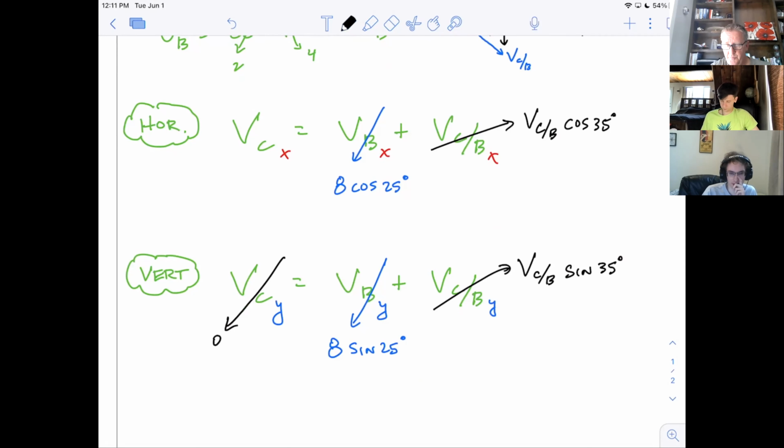So let's see, if I punch buttons, I subtract 8 times the sine of 25 over to the other side, and that's a negative number. It's over there, but then I divide by the sine of 35. And I get negative 5.89.